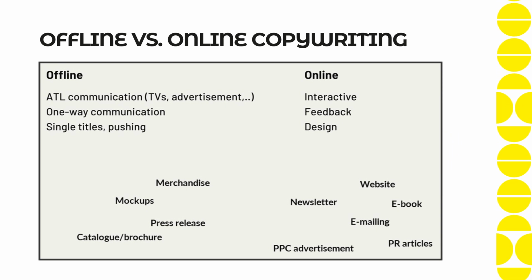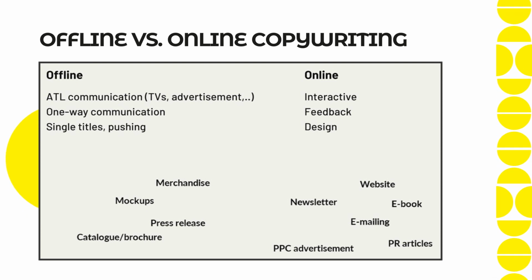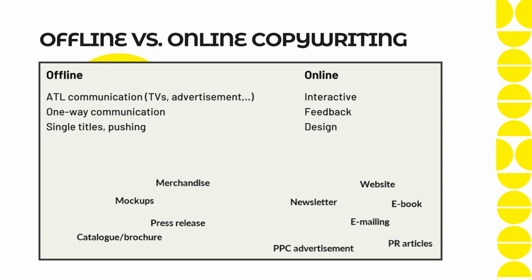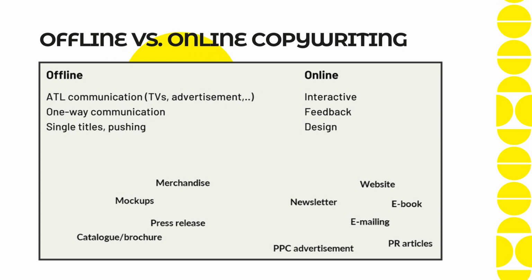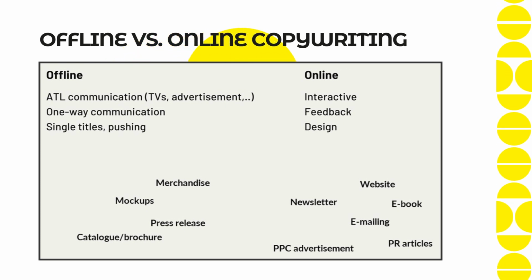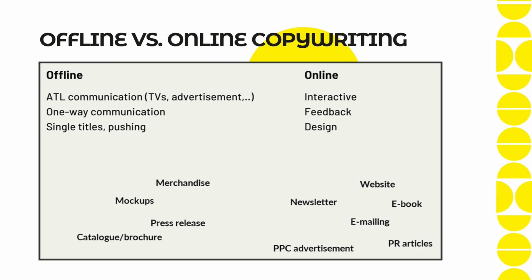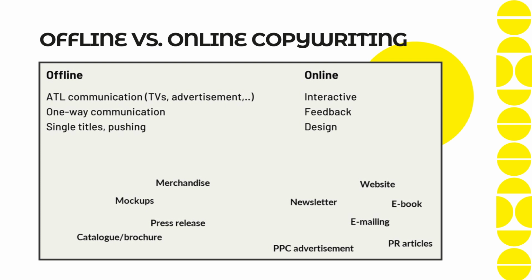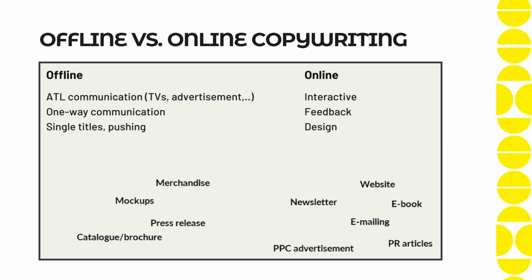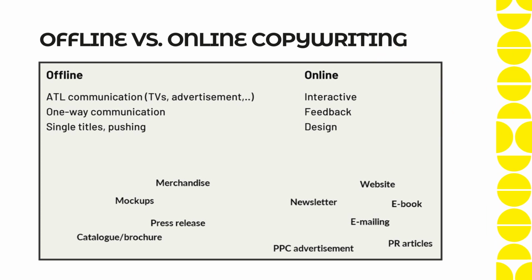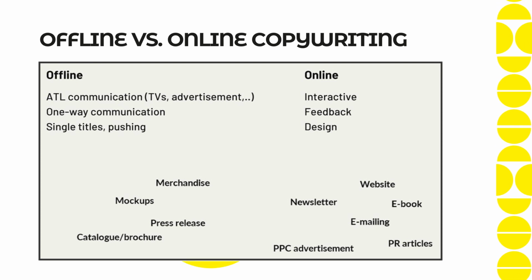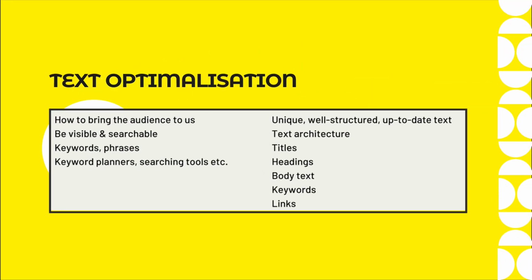Offline copywriting for ATL communication is different because it is one-way communication. We are not waiting for any action from our audience. It is more about using single titles. Communication is more straightforward and pushier. On the other hand, online communication is more demanding. It must be interactive because we need feedback or action from our audience. That is why we must rely on the design of online communication. Once we work on a copy in the digital world, we should also mention the text optimization. It helps us to bring the audience closer to us and be visible and searchable.